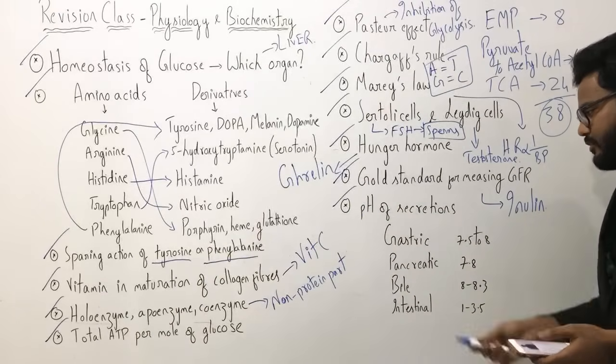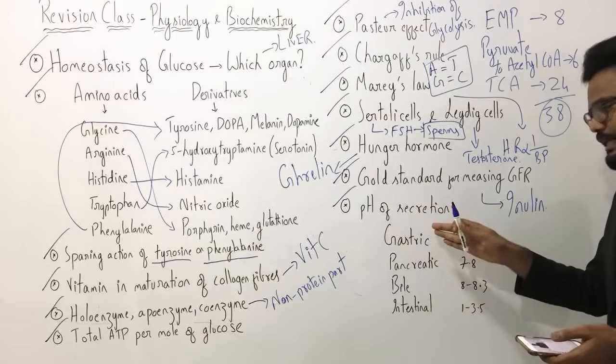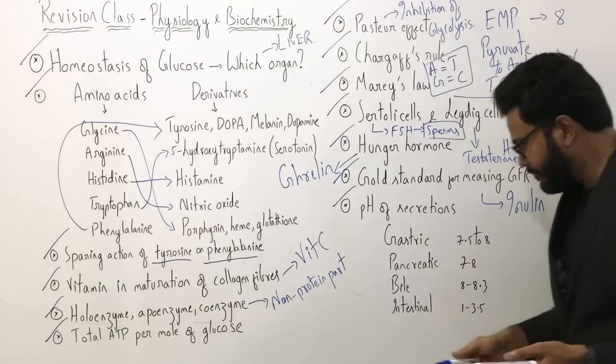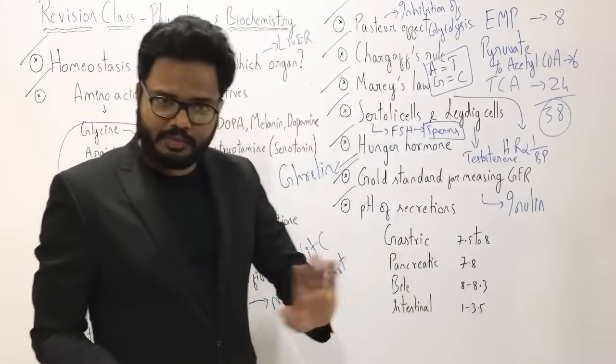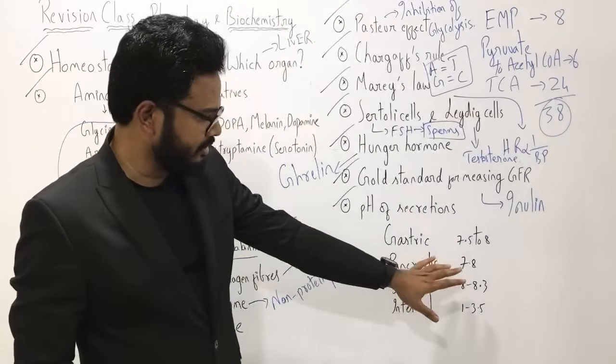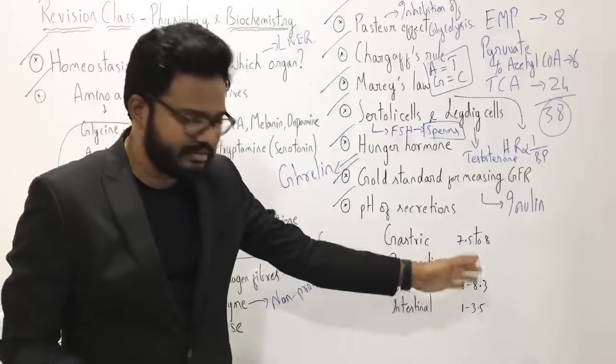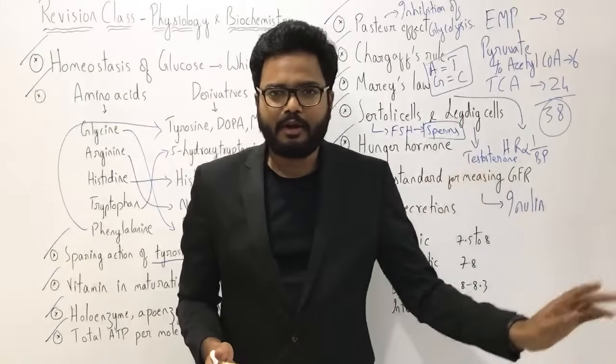pH of secretions. In one column, you can see various secretions: gastric, pancreatic, bile, intestinal, and these are not the corresponding pH values, but try to match them. You can see alkaline and acidic pH. So match them accordingly.